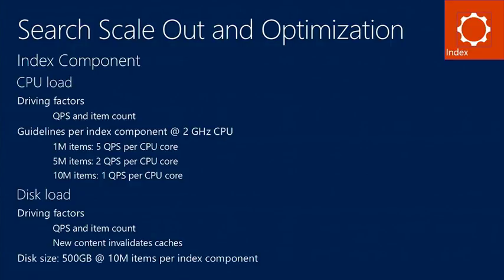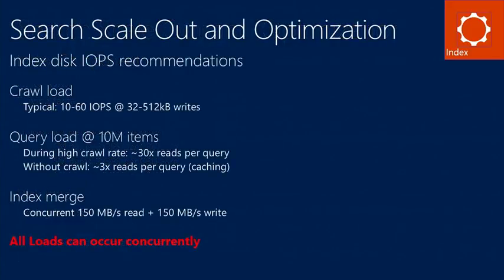Would you run it virtualized? It depends on what the expected query load is. If you can get away with low query load, then you may not need that level. But if you're looking at a .com site or internet site, you will want fast disk to be able to deliver fast query performance. From an IOPS perspective, in terms of crawl load, these are the kind of things you're looking for from your disks: 32 to 512K bytes, query load of 10 million items.